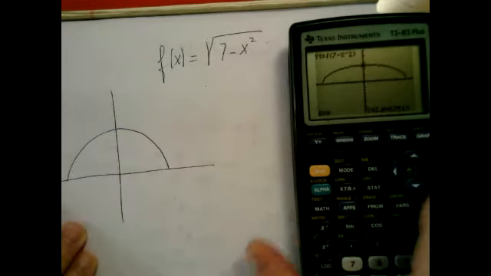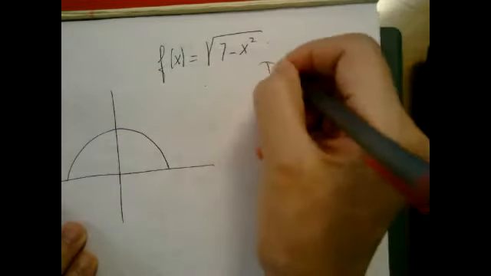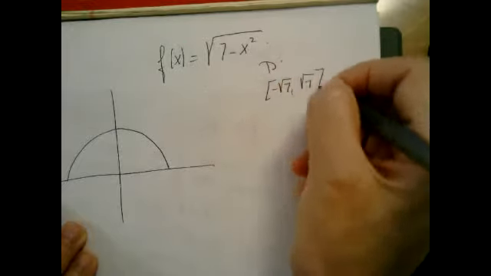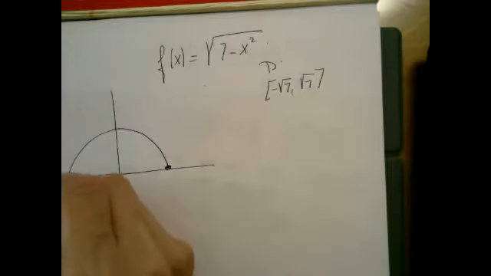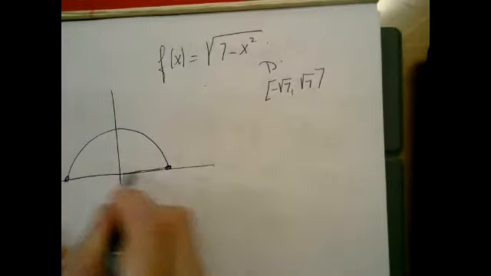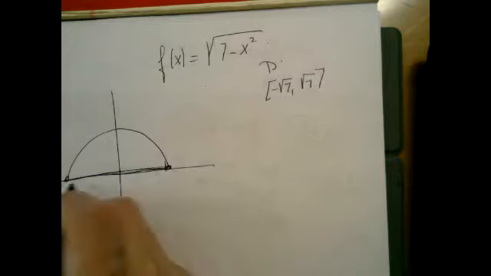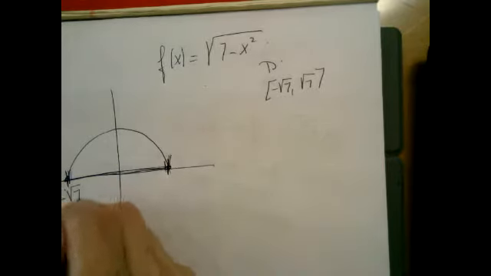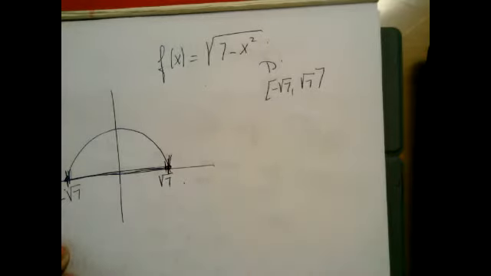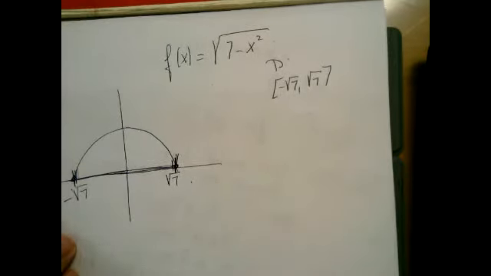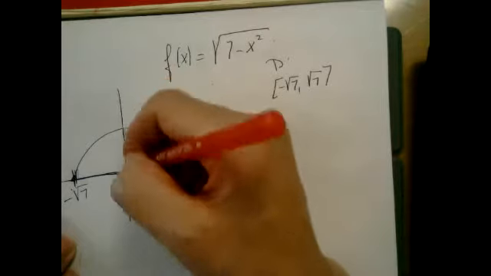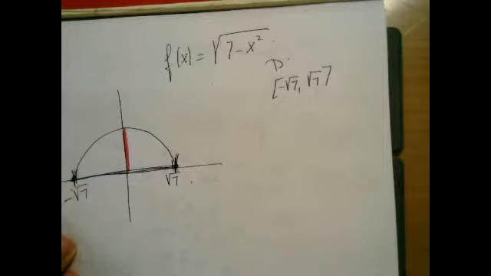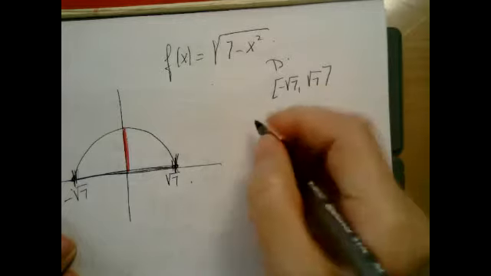Now, the domain was minus root 7 to root 7. And that's why you see the graph only here, because that's my domain. So that's the negative root 7 and that's the positive root 7. That's the domain. Now the range is all the output values. So what is the range in this problem? What's the range?